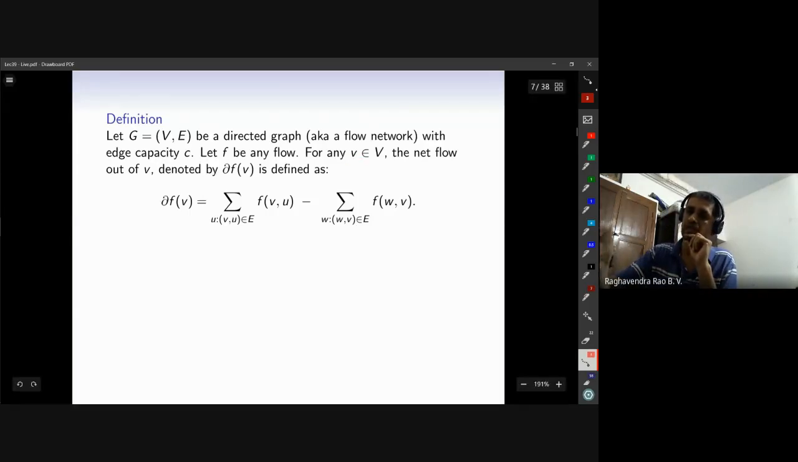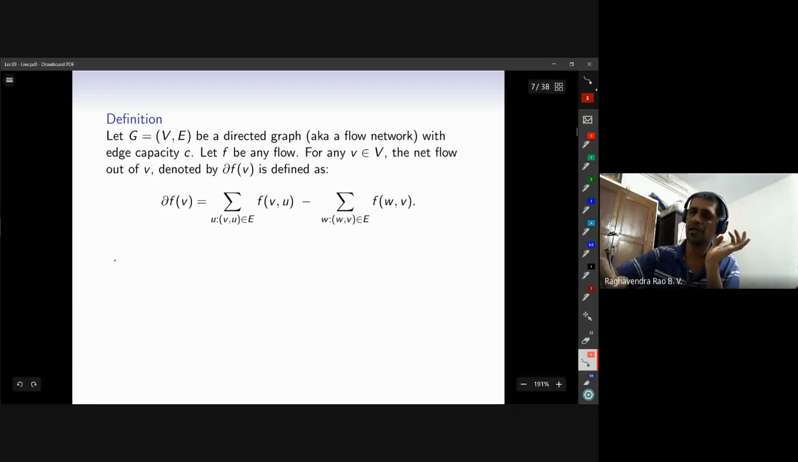For any vertex V, we define the net outflow of V, denoted by del F of V, or dou of Fv. This basically talks about the boundary, but let's not worry about the terminology. It's basically a differential, but let's not worry about why the notation is used. The notation basically says what is the net outflow out of this vertex.